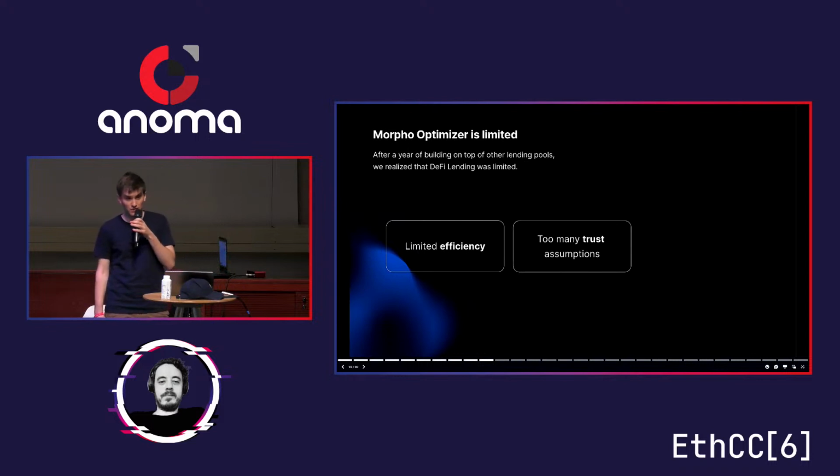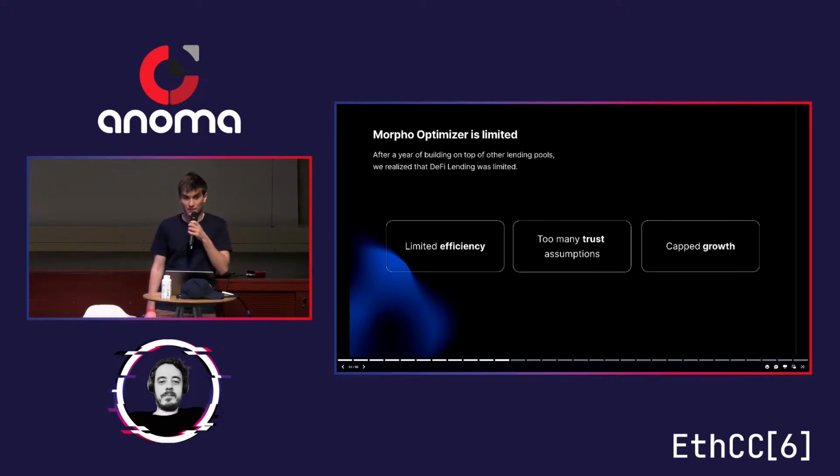For us, there are too many trust assumptions. We've seen countless hacks in the last 2-3 years. A good chunk of them were lending protocols due to smart contract risk, economic risk. We'll come back to that. And finally, for Morpho Optimizer, we just see too much cap growth. DeFi lending is still nothing compared to the trillions of dollars that are traded every day in the over-collateralized lending markets of traditional finance.